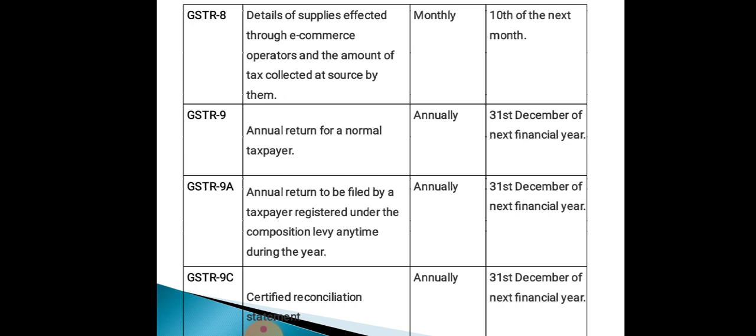Though complex, this return helps in extensive reconciliation of data for 100% transparent disclosures. Frequency: annually. Due date: 31st December of the next financial year. The due date to file GST return 9 has been further extended to 30th November 2019.